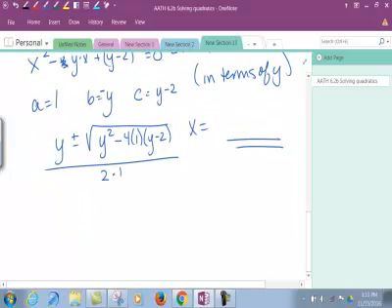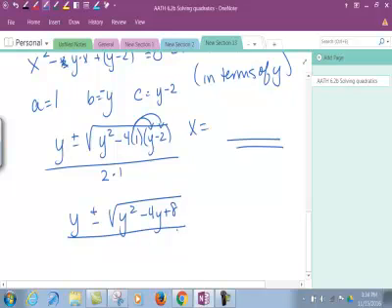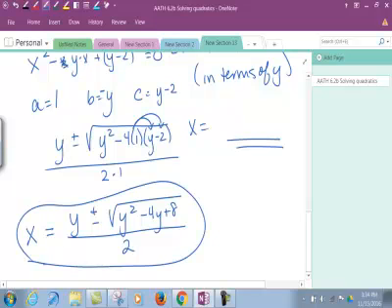I'm going to clean up the inside as much as I can. So y plus or minus the square root of y squared, and then 4 times 1 is 4, but I want to distribute that. So I get y squared minus 4y plus 8 under the square root, over 2. And so x is equal to that very messy looking answer. The solutions to this quadratic are in terms of y, and although it doesn't feel like a nice answer, that's the best we can do.